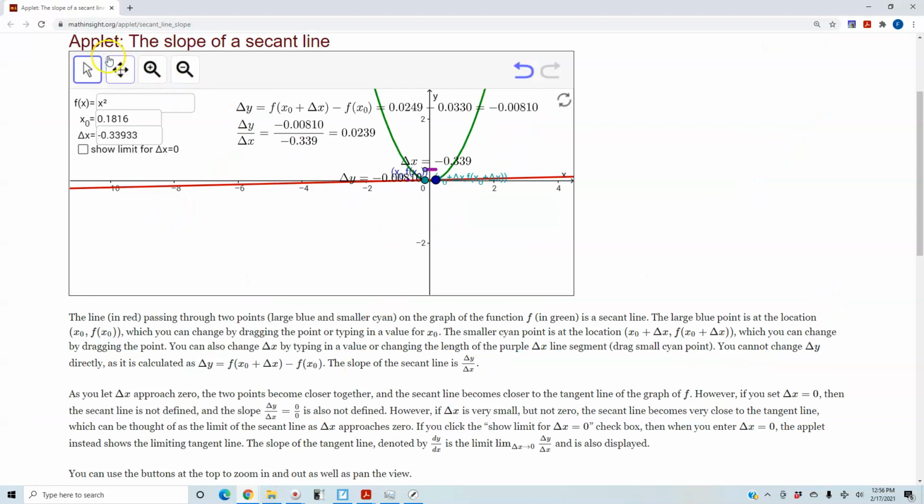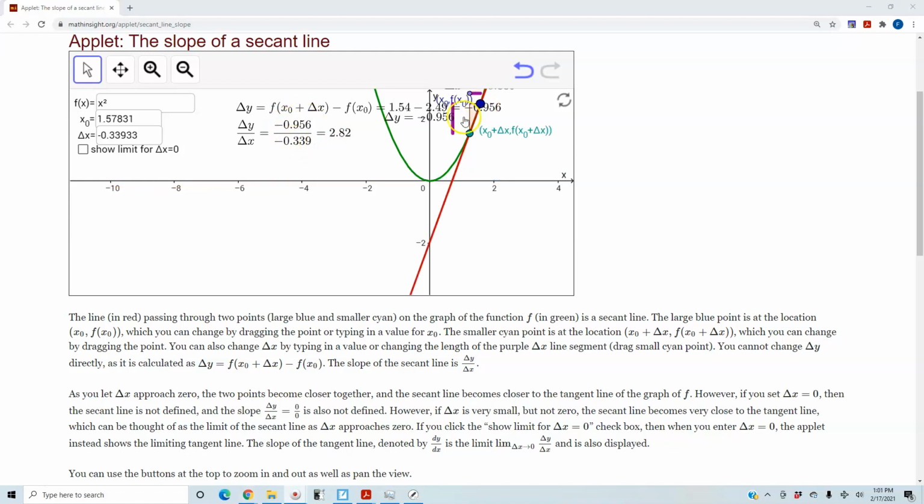So here, this is an applet, okay, and it says the slope of the secant line, and the function is here, f of x is equal to x squared. Here's the value of the initial x, and this is the change in x. Now, here we have the change in y, okay, and the change in y divided by the change in x becomes the slope. So the change in y, when you think about our slope formula, is y2 minus y1 over x2 minus x1.